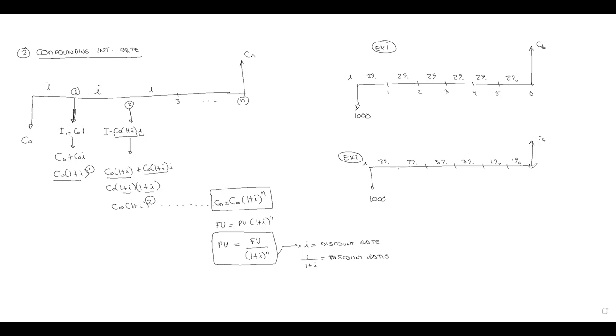Okay, let's do the first one, guys. The first one is a very simple application, right? So C6 is going to be simply $1,000 times 1 plus 0.02, to the power of 6, correct, guys? Yes, correct. Perfect. What do you get here?